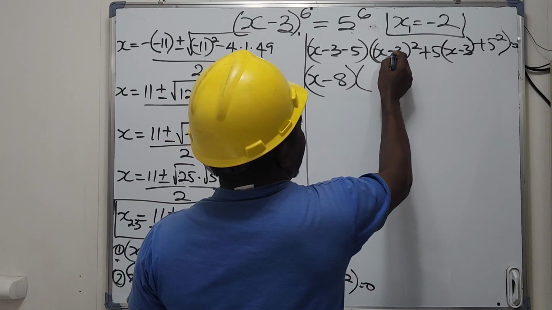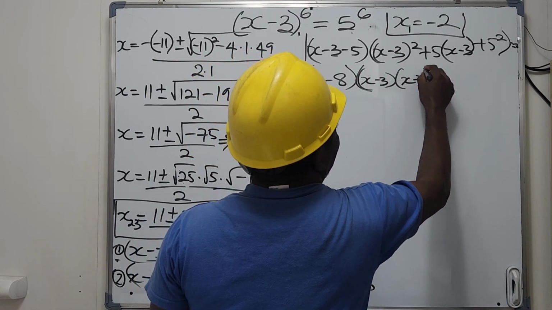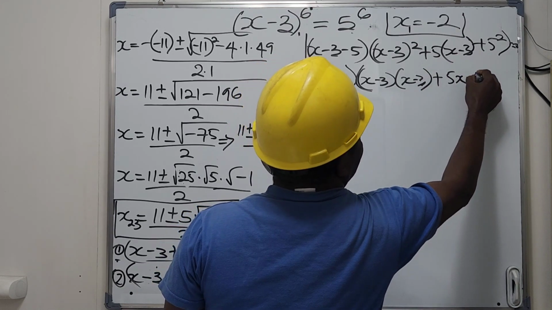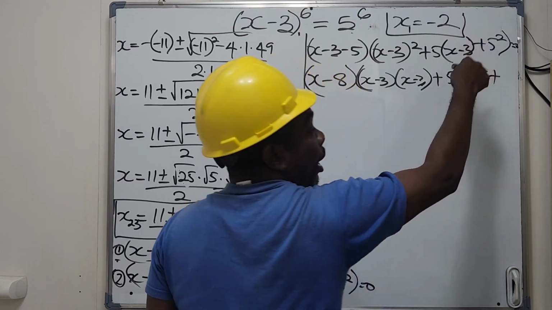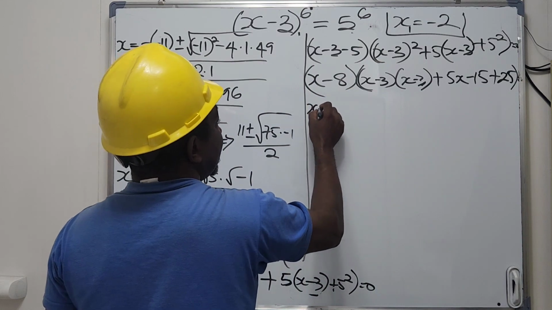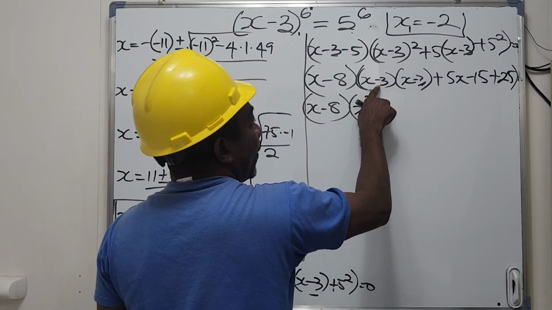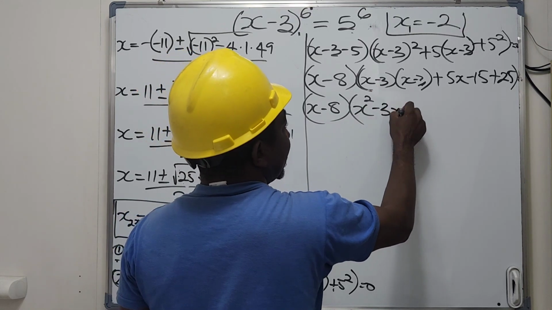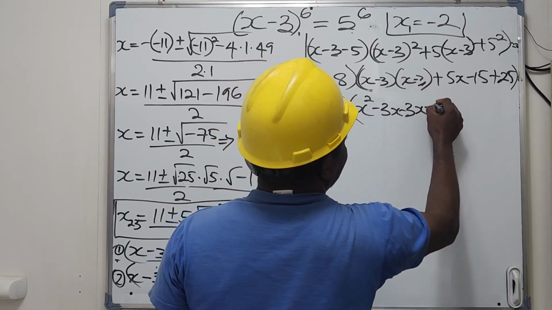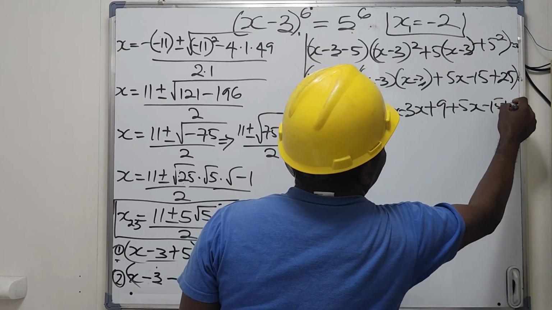We have, into this, (x minus 3) into (x minus 3) plus 5 times x, we have 5x. 5 times minus 3, we have minus 15. We have 5 to the power of 2 is 25, all equals 0. So this will become (x minus 8) into x times x, we have x to the power of 2. x times minus 3, we have minus 3x. Minus 3 times x, we have minus 3x. Minus 3 times minus 3, we have plus 9. We bring down plus 5x minus 15 plus 25.